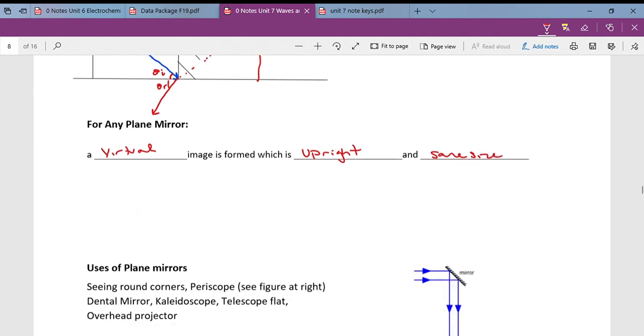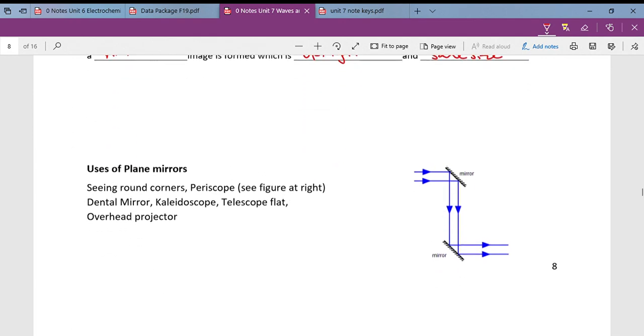All right, uses of plane mirrors. You can use plane mirrors to see around corners. You can use them for periscopes, which is this figure at the right. So for example, if you were underwater and you want to see something on the surface, dental mirrors, kaleidoscopes, telescopes that are flat, overhead projectors, and really looking at yourself.